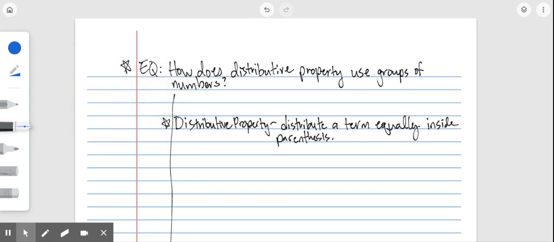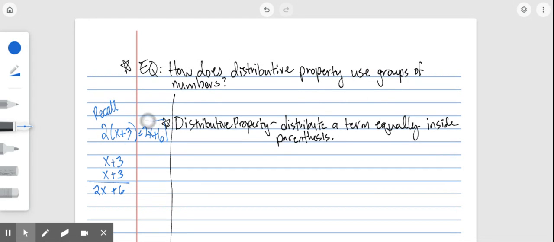So when you had two groups of x plus 3, you basically wrote x plus 3 and x plus 3, and then you added them together to get 6 and 2x. So 2x plus 6 is the same.